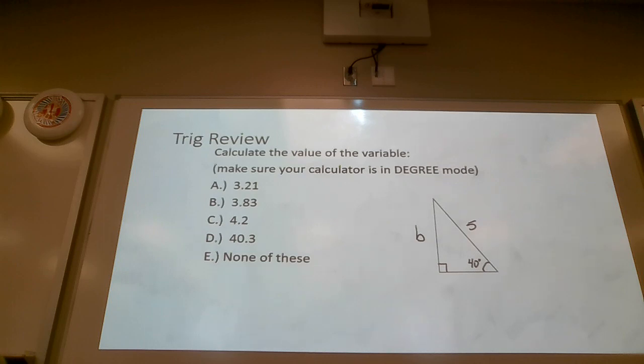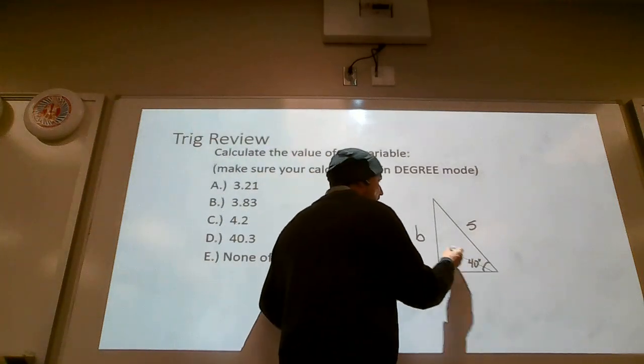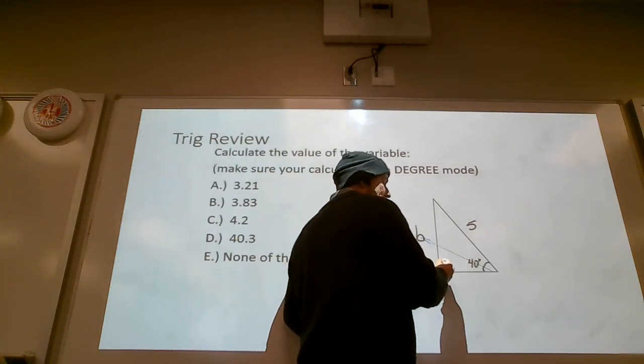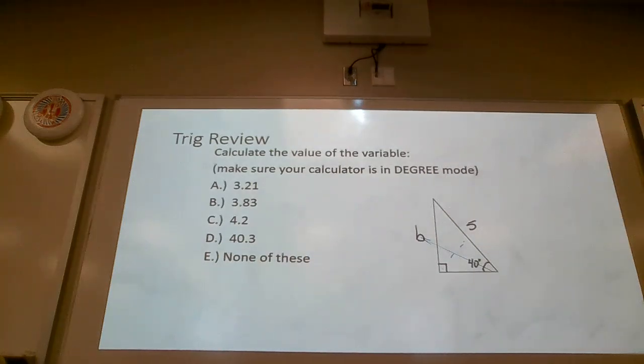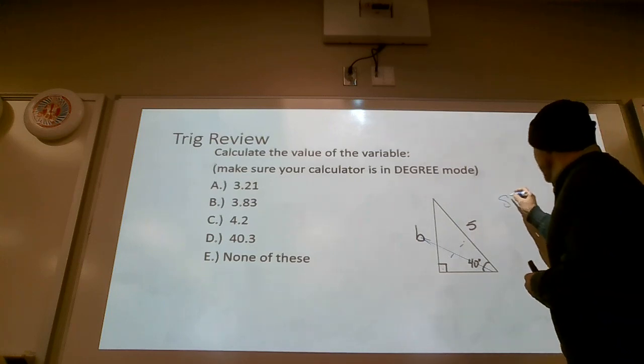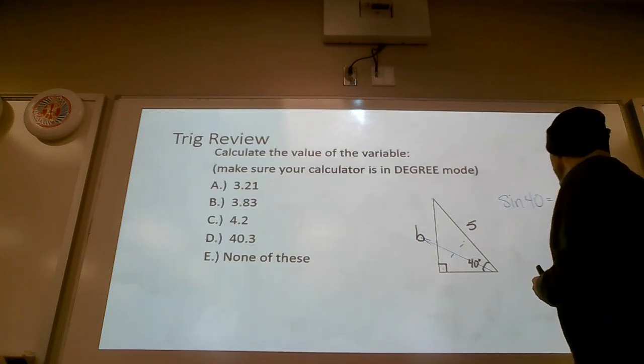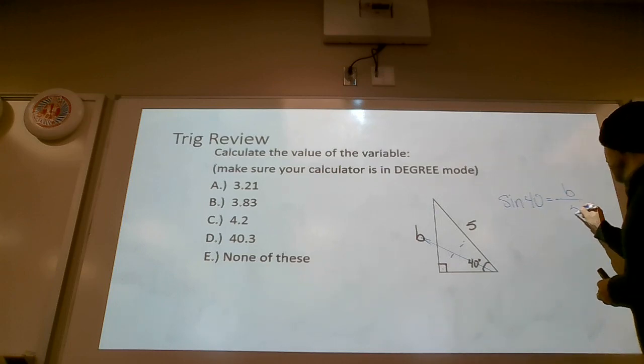You have the opposite and the hypotenuse. Opposite of this angle and the hypotenuse, which is opposite of the right angle. So then once you have identified the sides that you have, you start looking for which trig function you're going to use. Which function has those two sides? And you go, sine has those two sides. So you have sine of 40 is equal to opposite over hypotenuse.